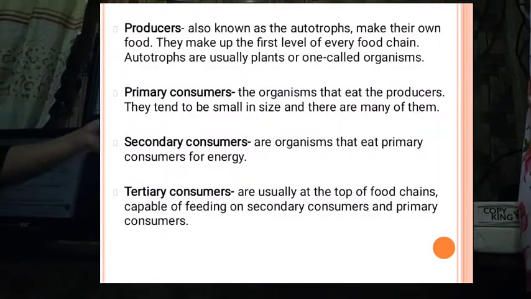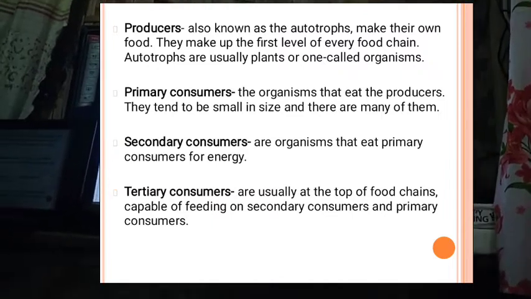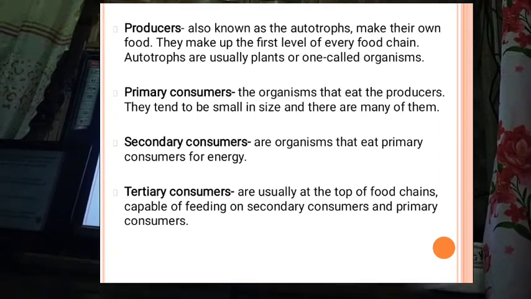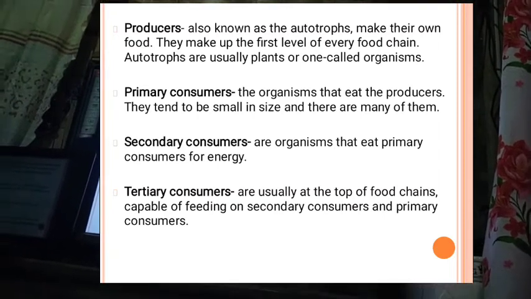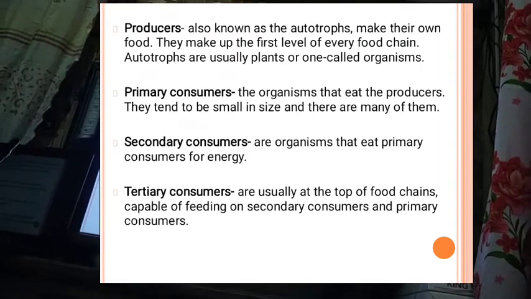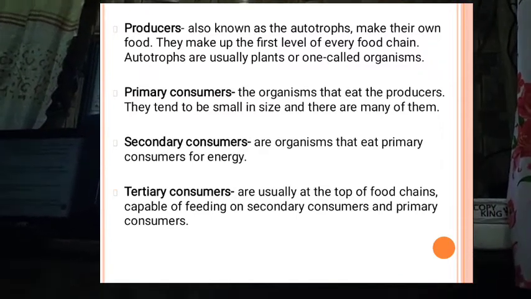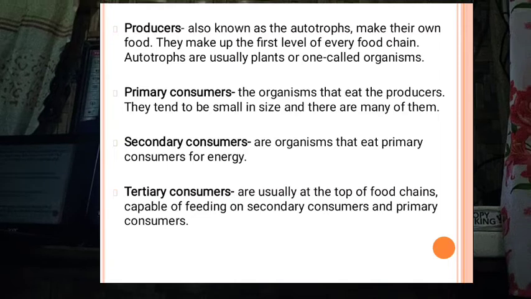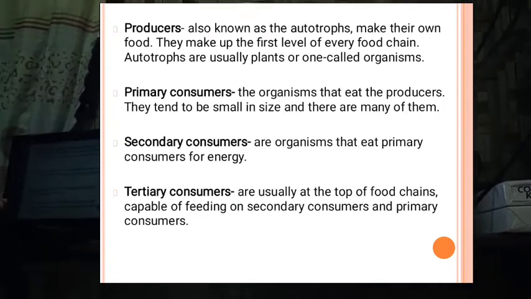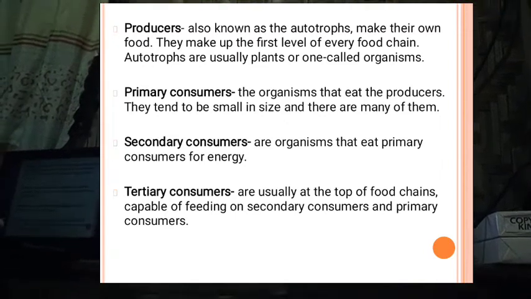Producers, also known as the autotrophs, make their own food. They make up the first level of every food chain. Autotrophs are usually plants or other organisms. So, autotrophs use the process of photosynthesis where they create their food. It is a nutrient called glucose that can be obtained from the sunlight, carbon dioxide, and water.